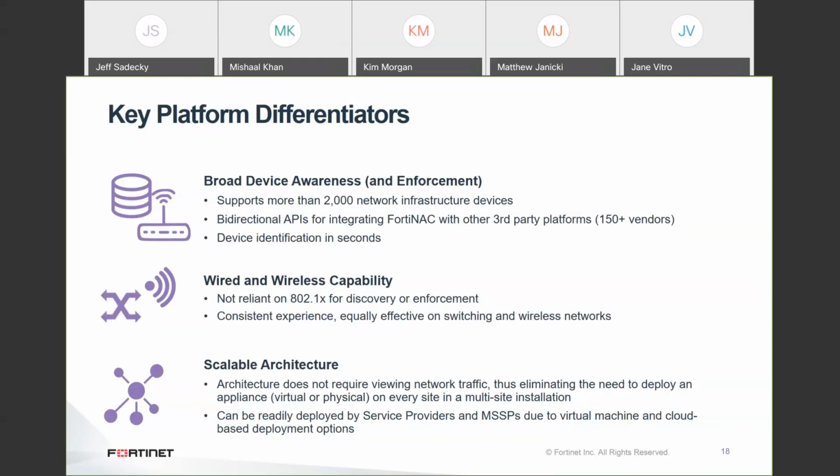So our key platform differentiators for our NAC solution is extremely broad device awareness, supporting more than 2,000 network infrastructure devices. From a Fortinet perspective, because it was a third-party acquisition, it has a long history in the marketplace of supplying a multitude of multi-vendor networks sitting out there. We have that capability of identifying for that. And it's not reliant on 802.1x. Nothing wrong with that, but there's a little bit more overhead you have to consider sometimes when you're implementing that security capability.